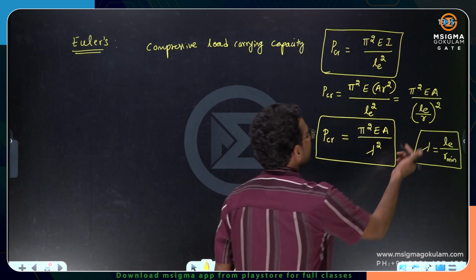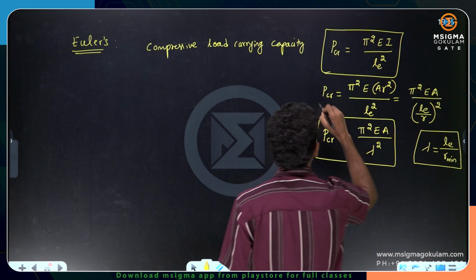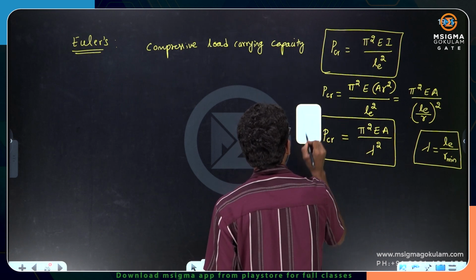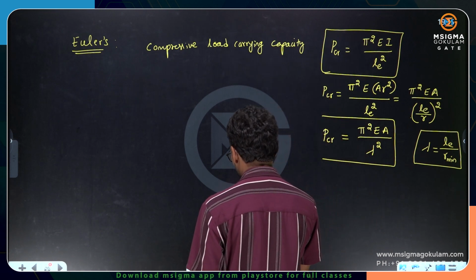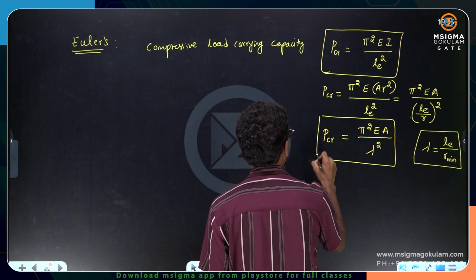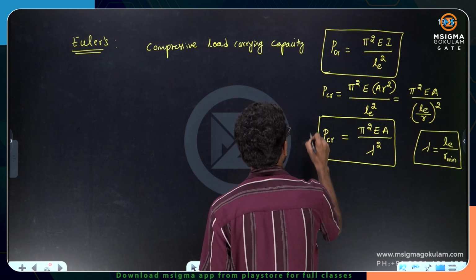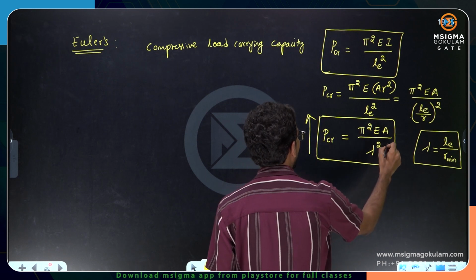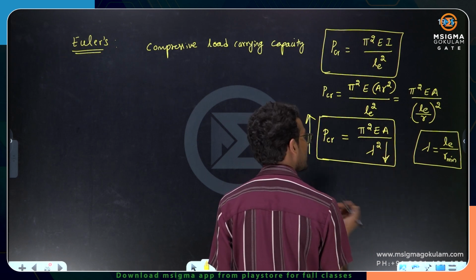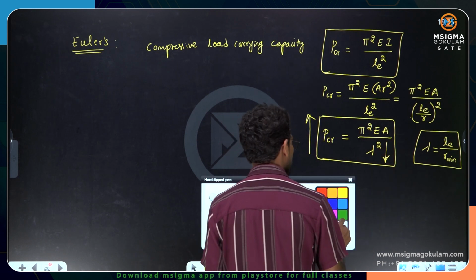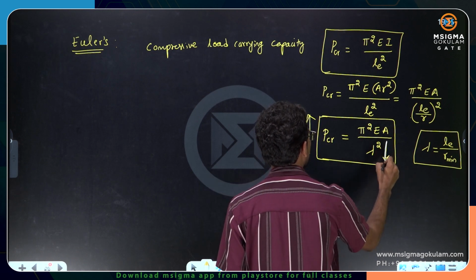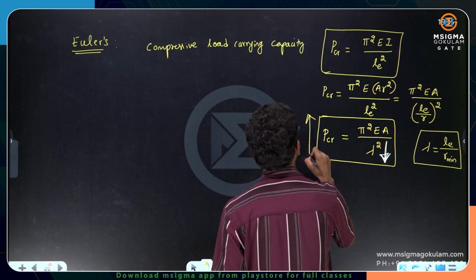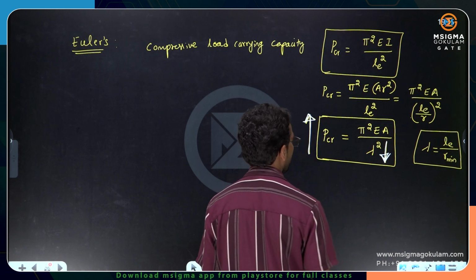So we cannot change anything about length, but I want to improve the load carrying capacity. How can I improve my load carrying capacity? That is my question. When I want to improve my load carrying capacity, I have to reduce only the slenderness ratio. That's the only option available. If the slenderness ratio is less, then load carrying capacity is more.